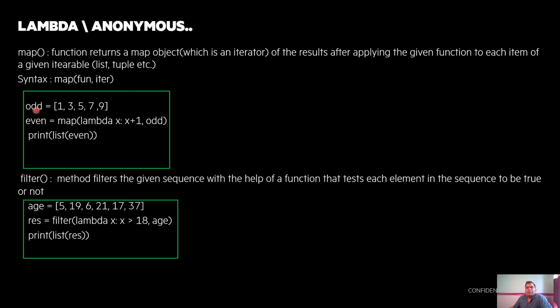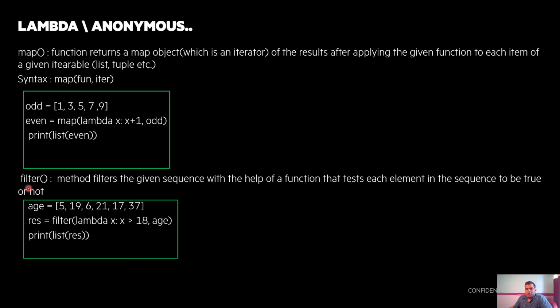So for this example, we are taking one odd. This is iterable. This is the list. It has 1 3 5 7 9. Now we are calling the map function. It takes a function, so we have to write the lambda function. It takes one argument and returns x plus 1, and we are passing one iterable. What it will do is convert the input to the event, and this event is the map iterable. Now we have to convert the iterable to a list and then print.